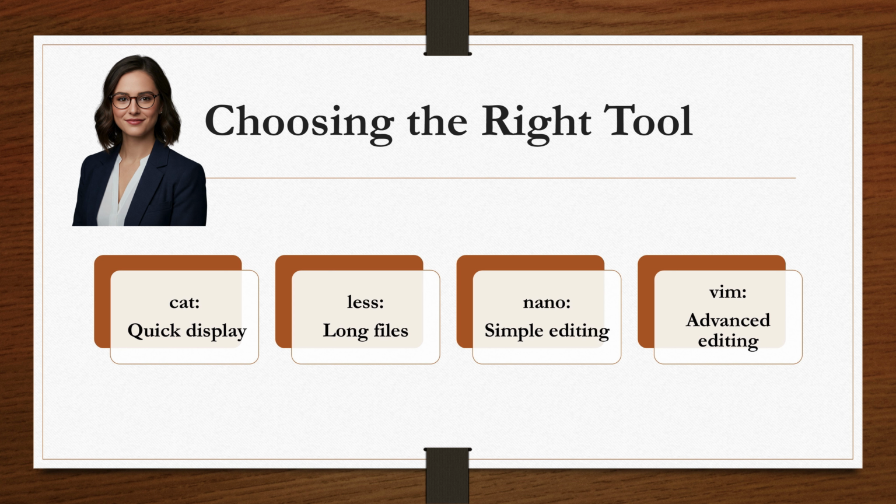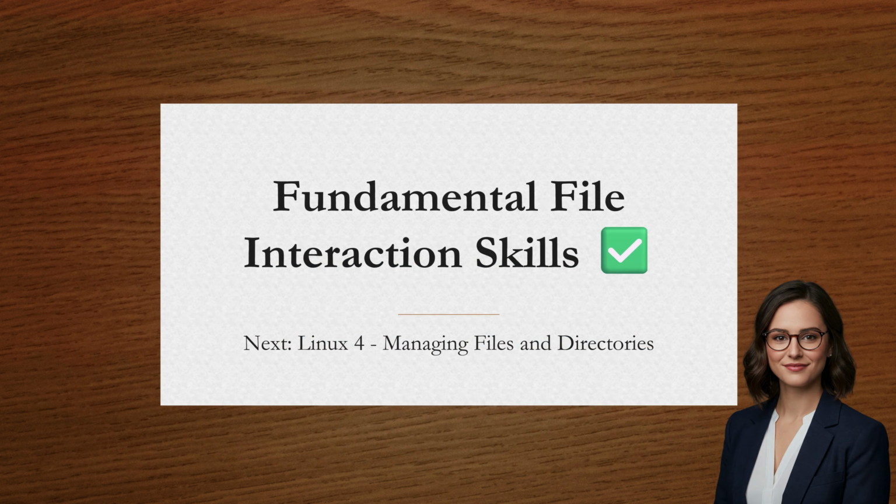So, to recap, cat is for quickly displaying the entire content of a file, less is for viewing long files page by page, Nano is a simple terminal-based text editor for basic edits, and Vim is a powerful modal text editor for more advanced editing tasks. Choosing the right tool depends on your needs and familiarity with the commands. Mastering these commands for viewing and editing files is a fundamental skill in Linux. You'll find yourself using them frequently for inspecting configuration files, reading logs, and making quick changes.